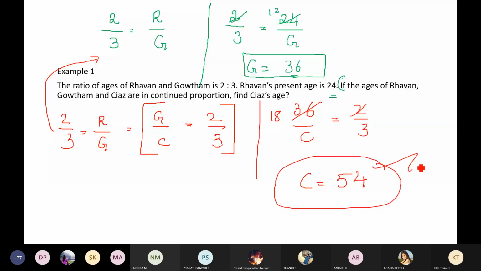Very good, Deepthi, Radha and Haritha. Excellent, guys. Superb. The answer is 54. Okay, guys, we'll move on to the next question now. Here's the next question.